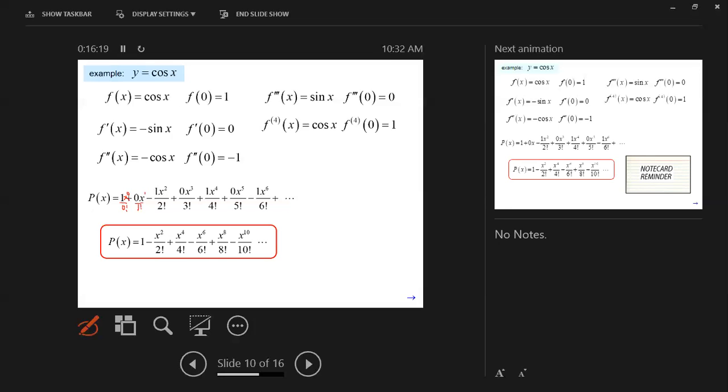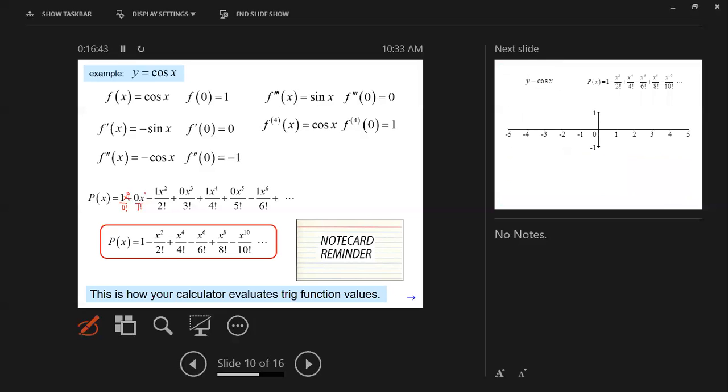I mean, you can start to see the pattern here, the plus minus plus minus. And so this is for the cosine function. And some calculators use these Taylor polynomials to evaluate trig functions because you don't need to be accurate out to too many decimal places, and this will start to get pretty accurate pretty quickly as you add more and more terms to it. So make sure we get this down. So this is the Maclaurin series for cosine of x, centering at 0 for a Maclaurin series.